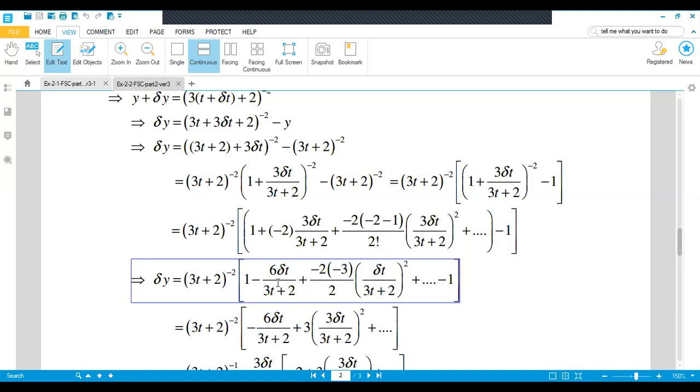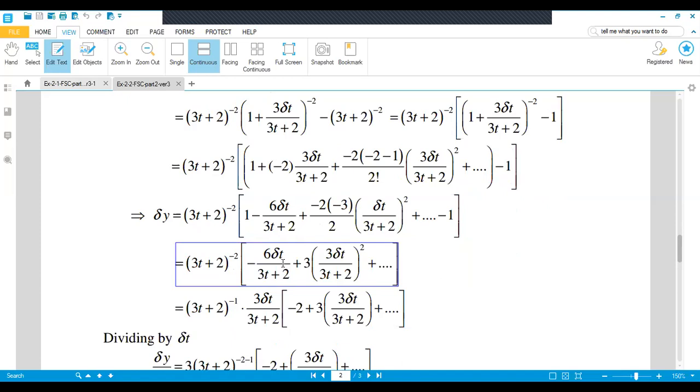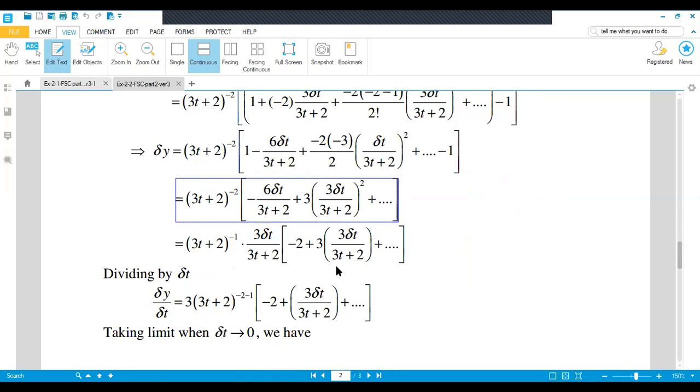Now take delta t common from both, and divide both sides by delta t. 3t plus 2 is also common. So you will get this. So this 3t plus 2 power is positive 1. So when you take it in the numerator, it will be negative 1. So it will be minus 2 and minus 1, so it will be minus 3.